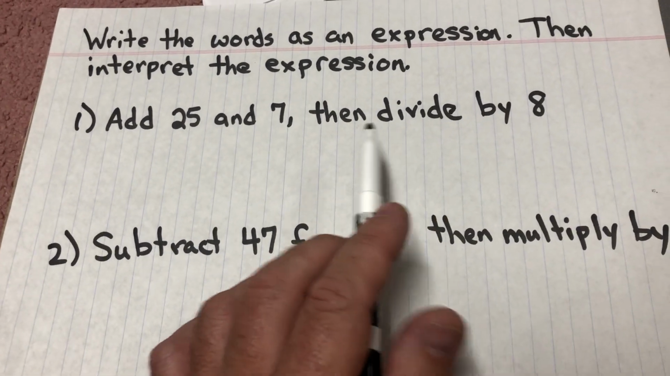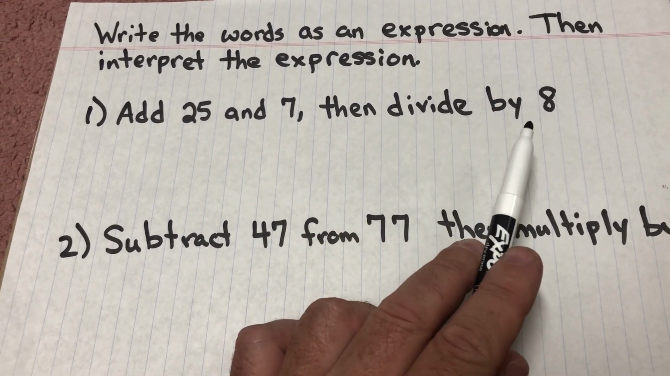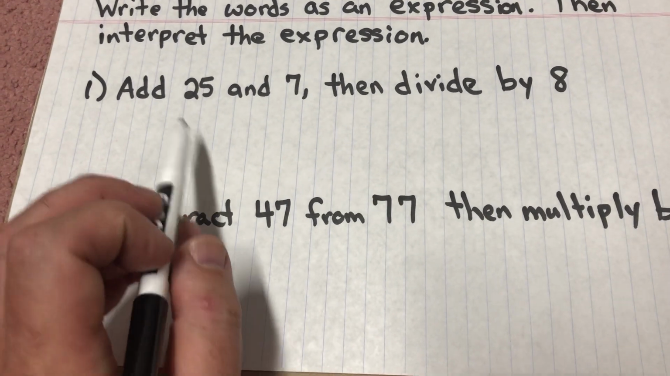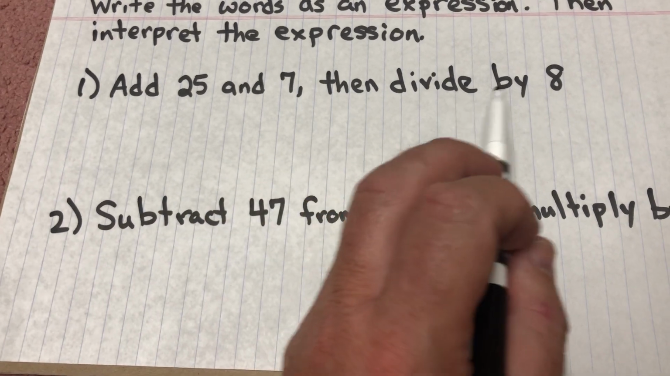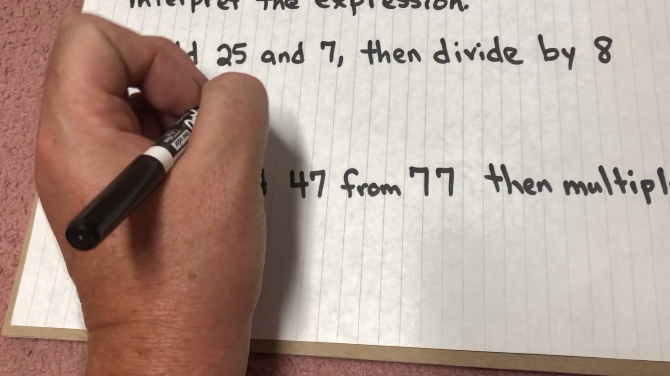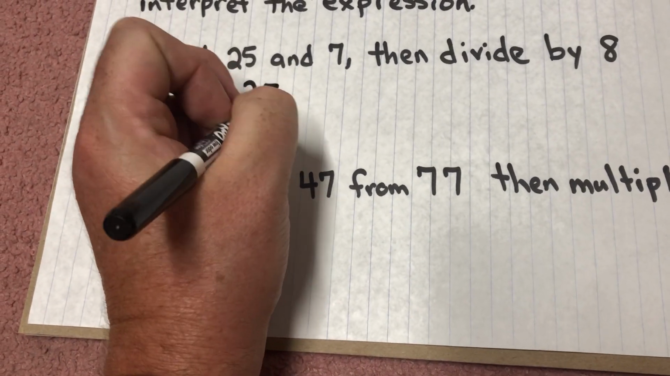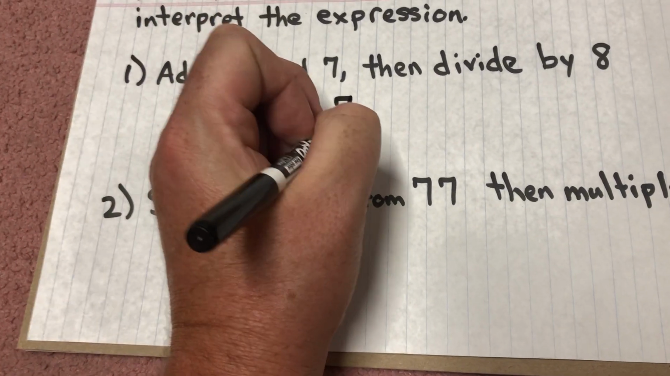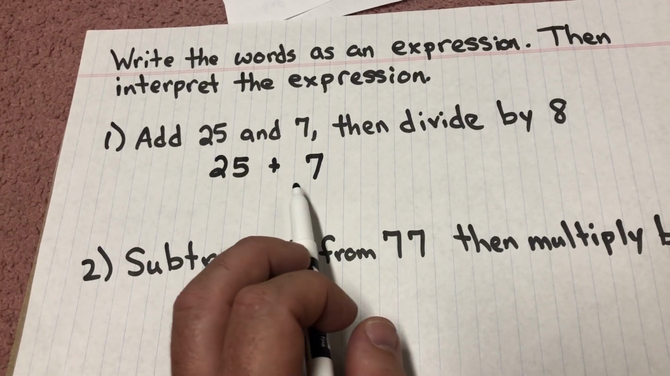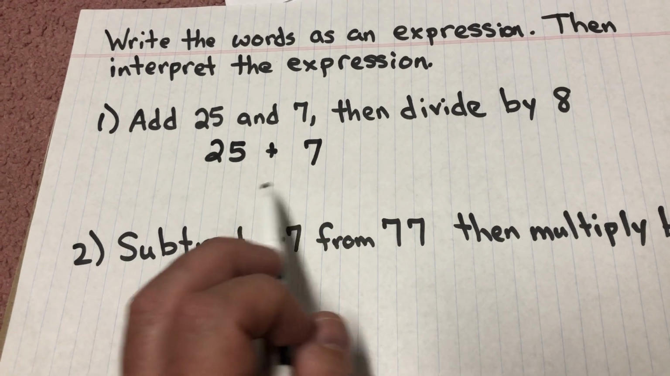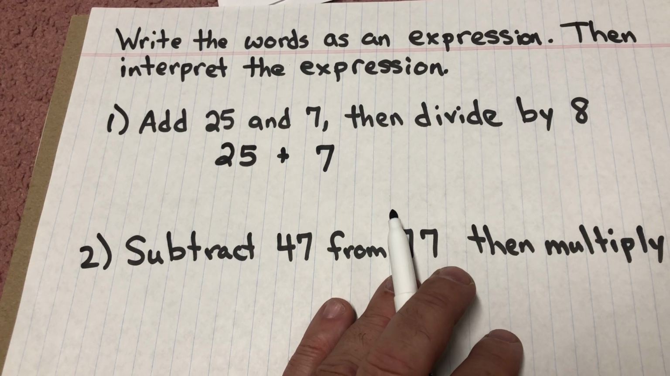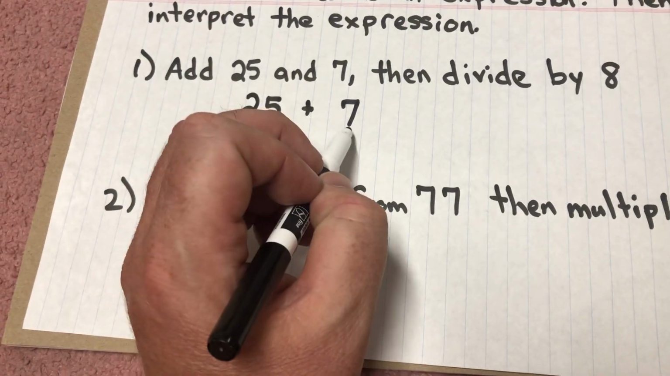Once again, I want you to get into the habit of doing your division problems with fractions. So it says add 25 plus 7, then divide by 8. So I'm adding 25 and 7, so I can safely go ahead and put 25 plus 7. Then it tells me that I'm dividing by 8. So there's a couple of different things I can do.